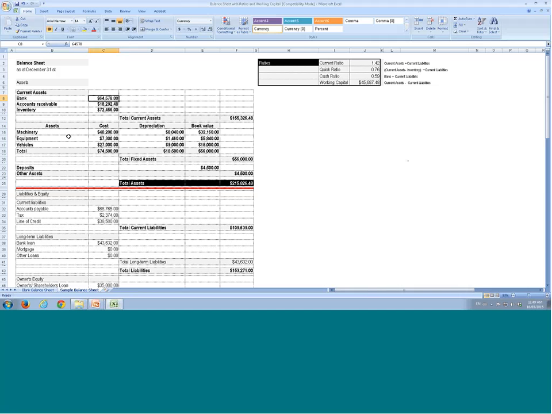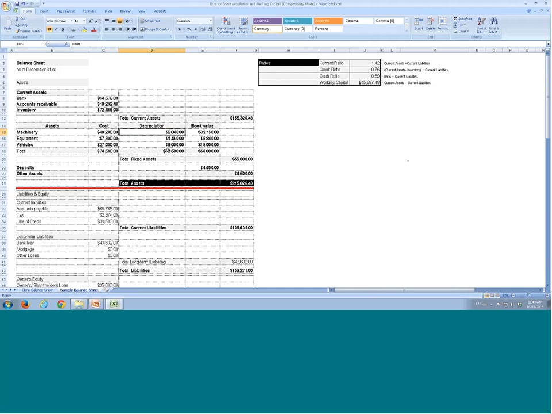These are assets that you use to run the business. For example, some machinery, some equipment, or any vehicles that the business owns. So on the balance sheet, you'll see an example. Usually you'll just have the book value on your balance sheet, but I thought I'd explain it to you so you understand. In this case, we've got machinery of a book value of $40,200. We've got equipment of $7,300, and we've got vehicles of $27,000. That's how much it cost us.